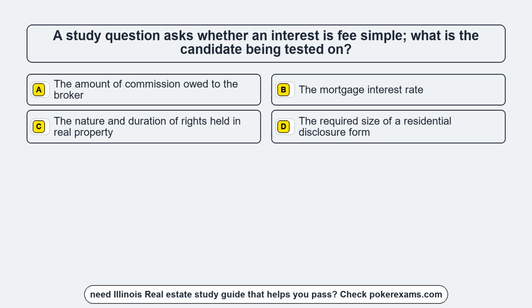Question 19. A study question asks whether an interest is fee simple. What is the candidate being tested on? Option A. The amount of commission owed to the broker. Option B. The mortgage interest rate. Option C. The nature and duration of rights held in real property. Option D. The required size of a residential disclosure form.